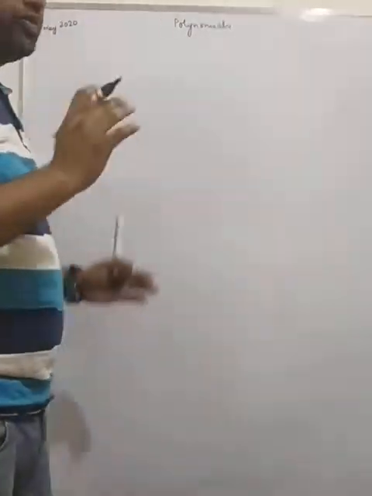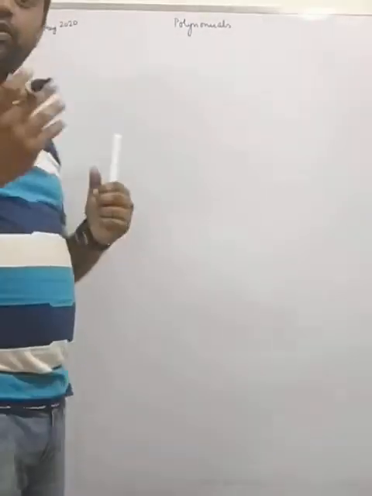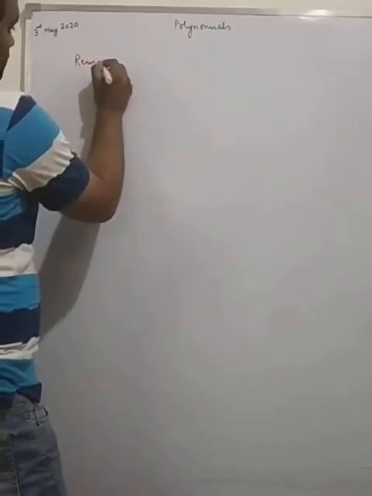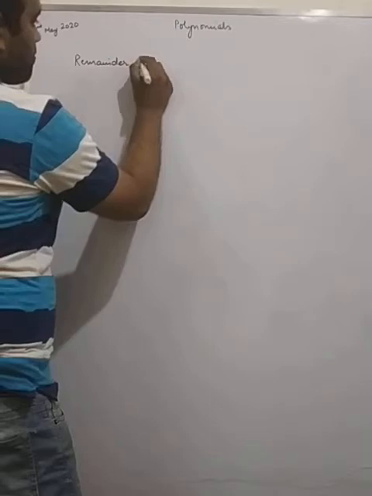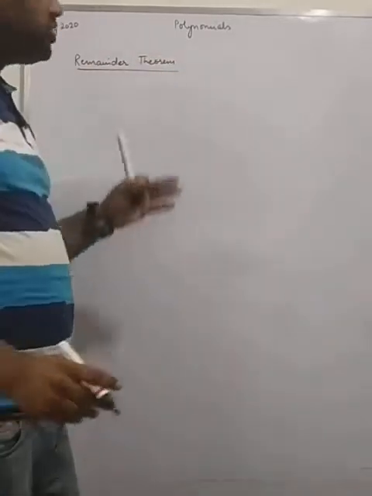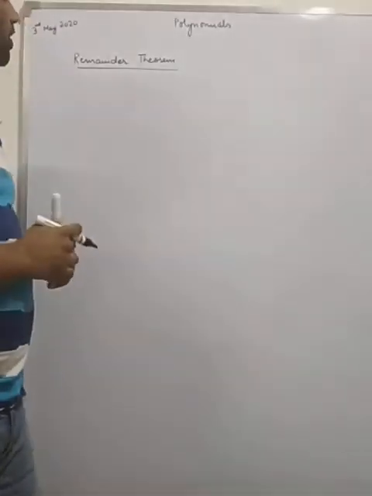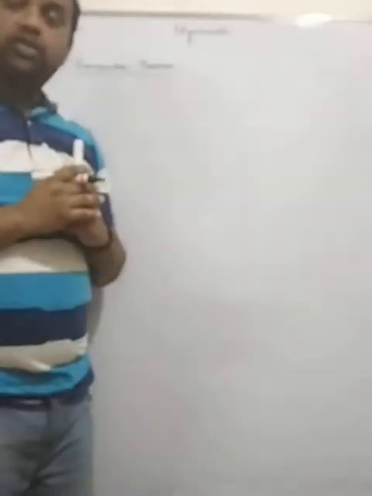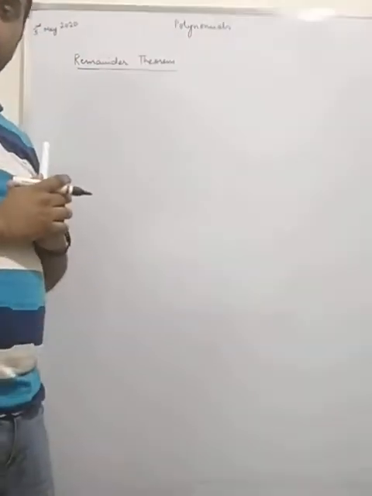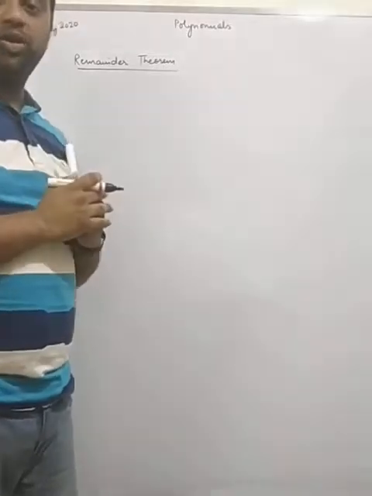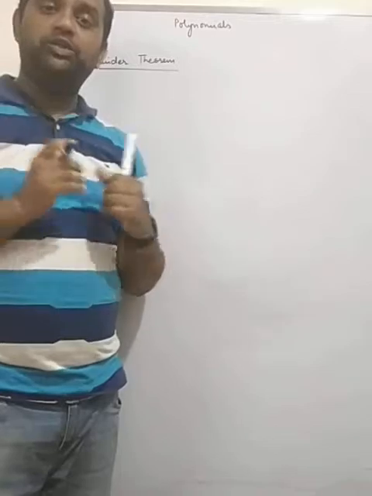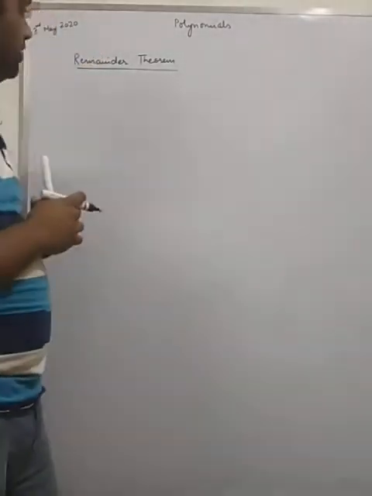Now, first of all, we are going to study the remainder theorem. What is this remainder theorem? The remainder theorem is used to find the remainder of a big polynomial when it is divided by a small polynomial. In general, that small polynomial is either a linear polynomial or a quadratic polynomial.